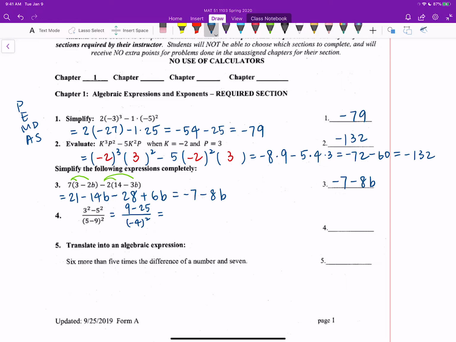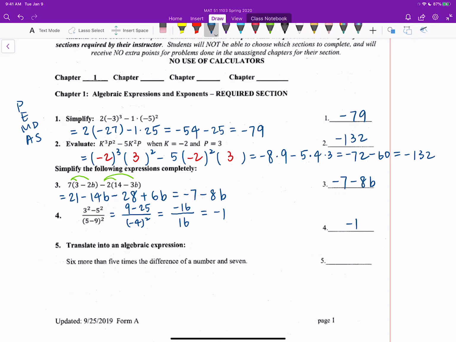Keep going. 9 minus 25, that is negative 16. And negative 4 squared, that gives you positive 16. We simplify this. Negative 16 divided by positive 16, that is negative 1. So number 4, the answer is negative 1.